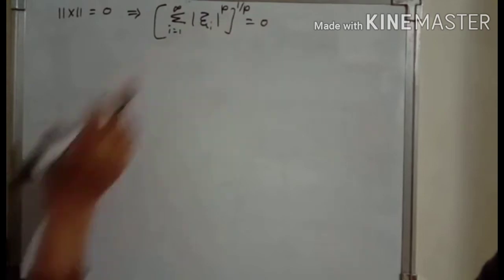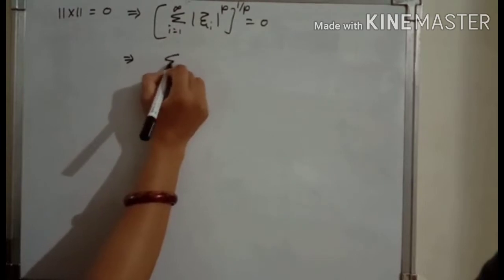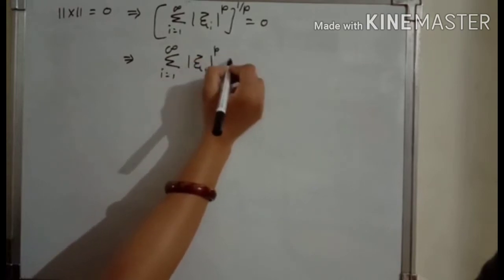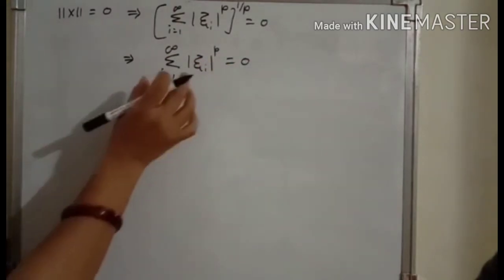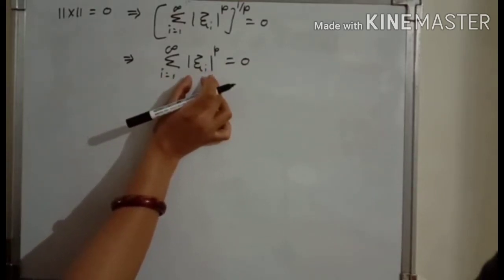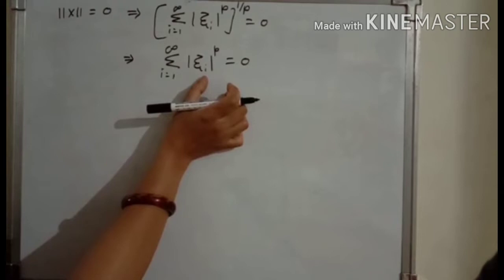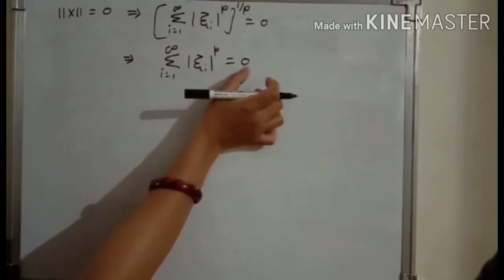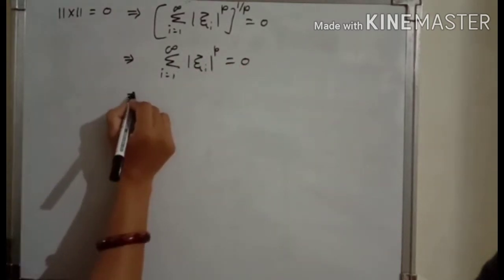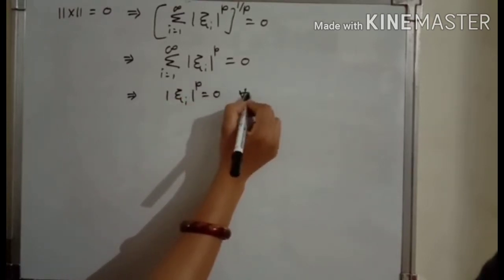Now the pth root equals 0, which implies that the term must equal 0, and therefore we get the summation for i from 1 to infinity of |xi_i|^p equals 0. Now the sum equals 0, but in this sum each term is an absolute value of a real or complex number. So it is a sum of non-negative terms, and a sum of non-negative terms equal to 0 implies that each term must equal 0. Therefore |xi_i|^p equals 0 for all i.